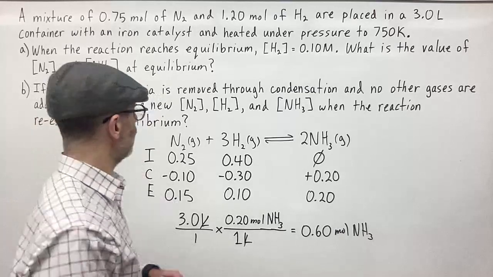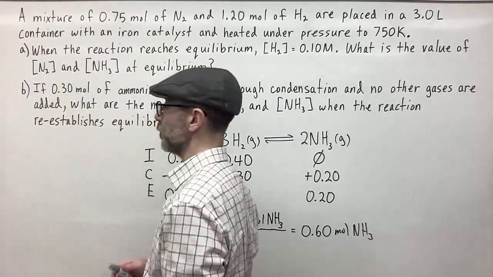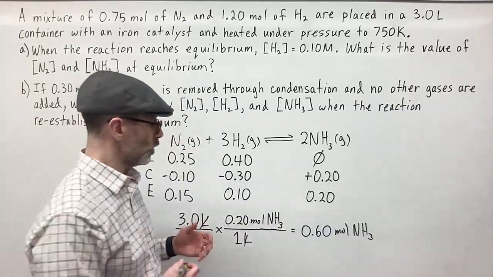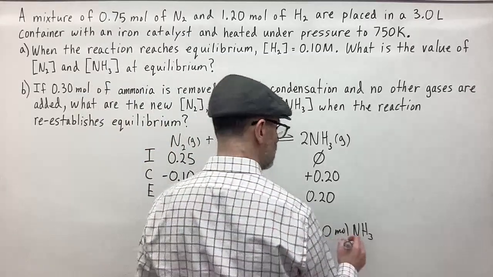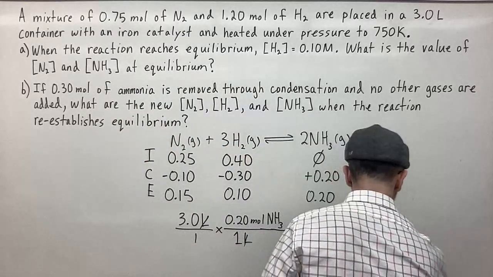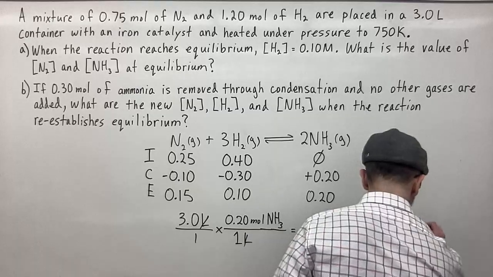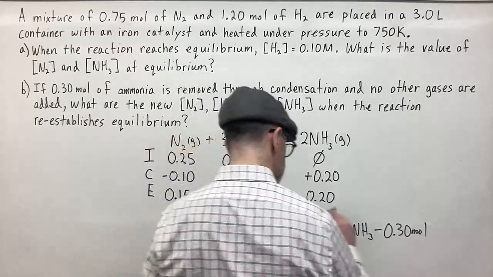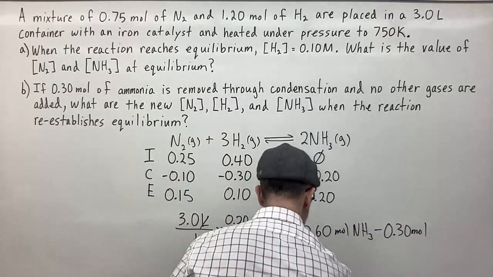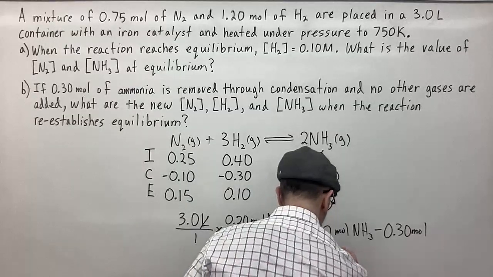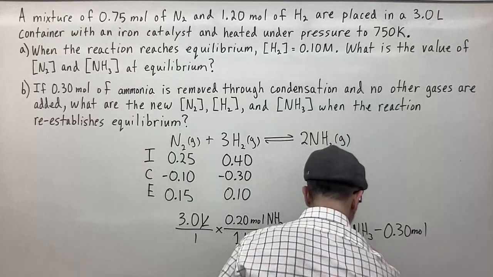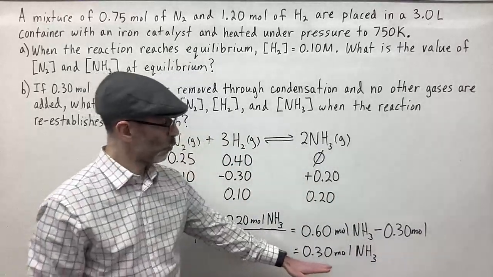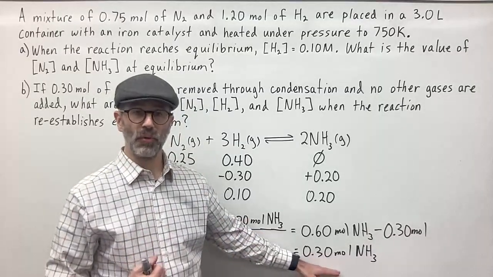But they tell us we're going to lose 0.30 moles of that. We have 0.60 moles, so let's subtract the 0.3 from the 0.6, so let's do that here. So we're going to lose 0.30 moles of that, and so we get 0.30 moles of ammonia left. Okay, so we've removed 0.3 moles of ammonia.